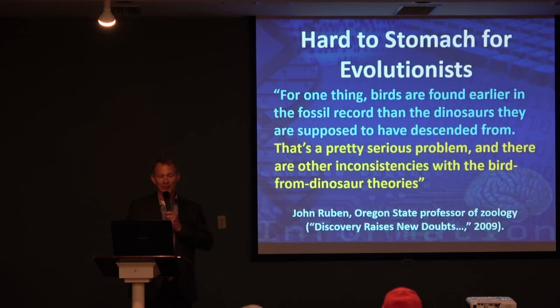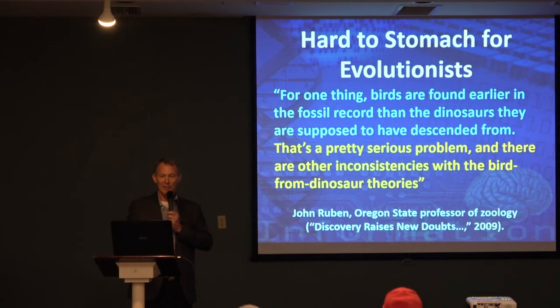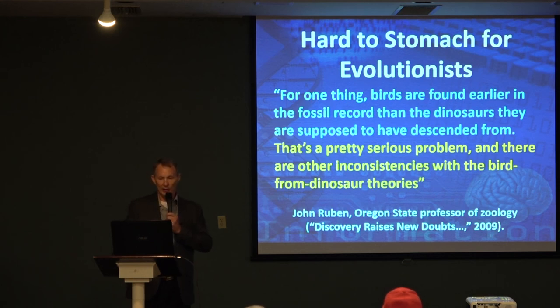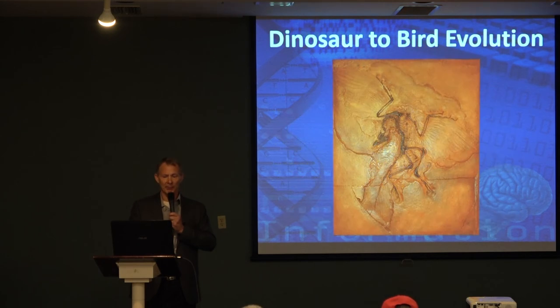That causes a problem. It's hard to stomach for evolutionists. But here's a quote from John Rubin, Oregon State Professor of Zoology. And he accurately summed up the problem that this poses, among other things. He said, for one thing, birds are found earlier in the fossil record than the dinosaurs that they are supposed to have descended from. That's a pretty serious problem. And there are other inconsistencies with the bird from dinosaur theories. And obviously one of these is, well, certainly the dinosaurs were already eating the birds that they were supposed to have evolved into. That's a pretty significant problem.